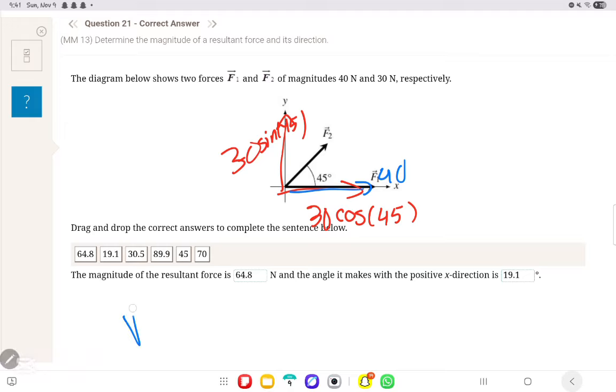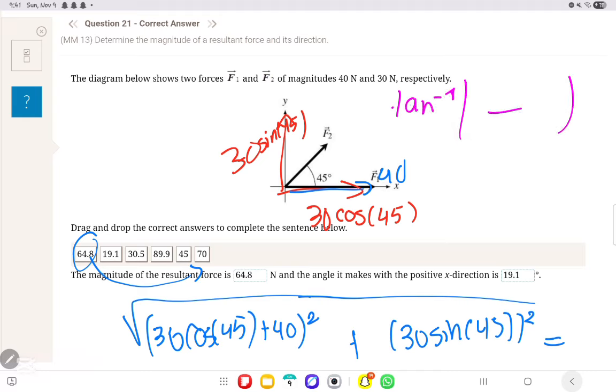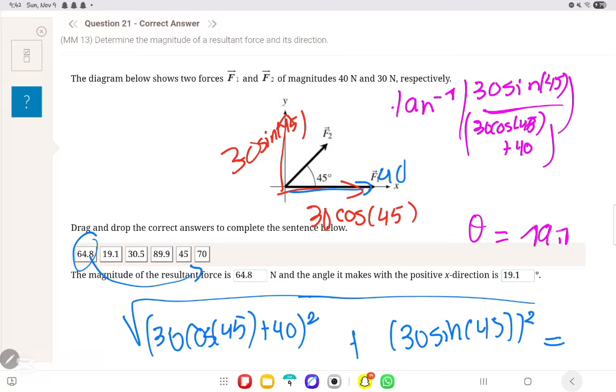So how do you find the magnitude? Radical of 30 cosine 45 plus 40 squared, because they're going in the same direction, you add them, plus 30 sine 45 squared. So when you do this, you're going to get your answer, which is 64.7. You round it to 64.8 newtons. Now, how do you find the direction? Of course, the direction is tangent inverse y over x. My y is 30 sine 45. My x is 30 cosine 45 plus 40. Put it on your calculator, you will get that theta, or the direction, is 19.1.